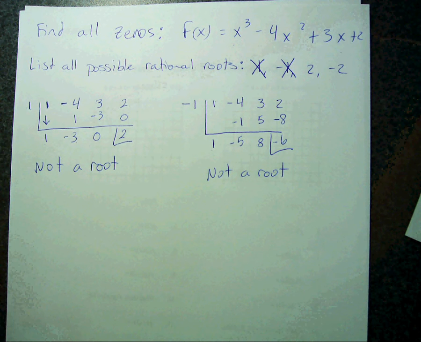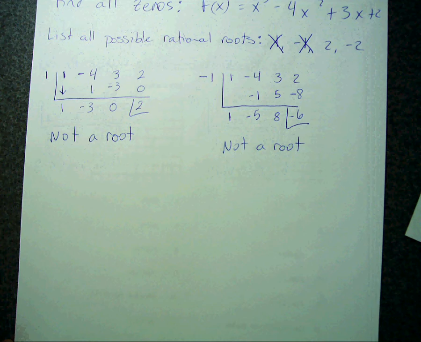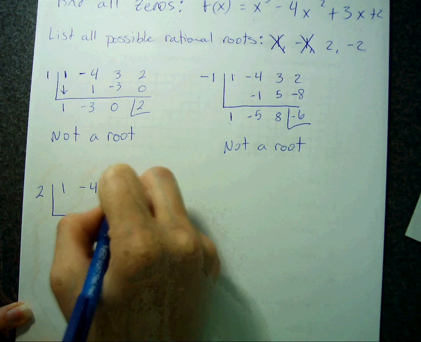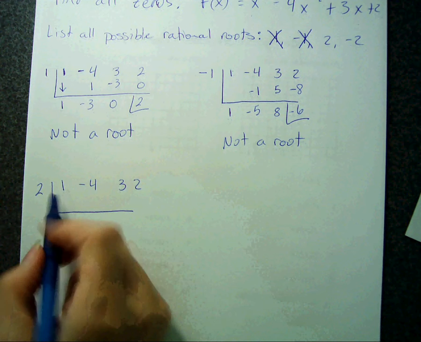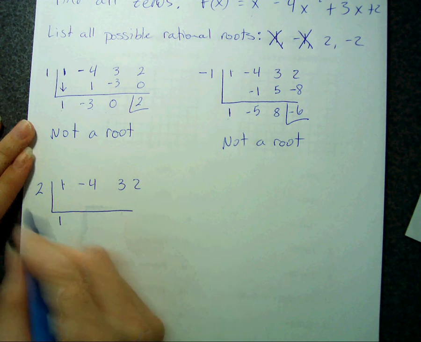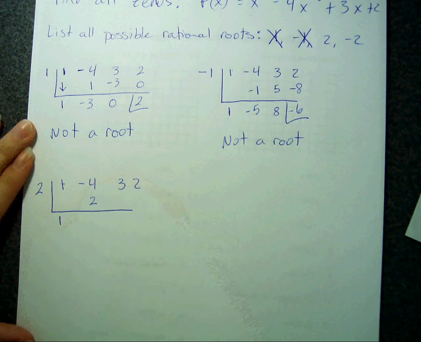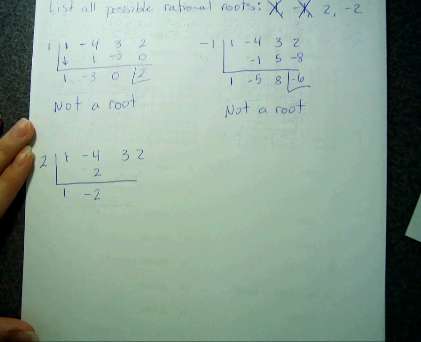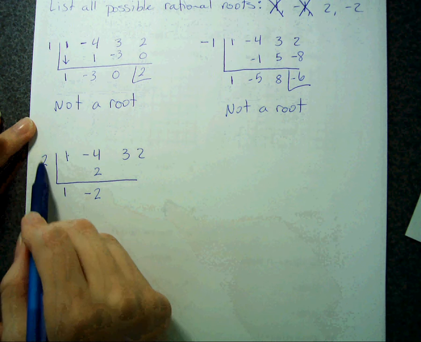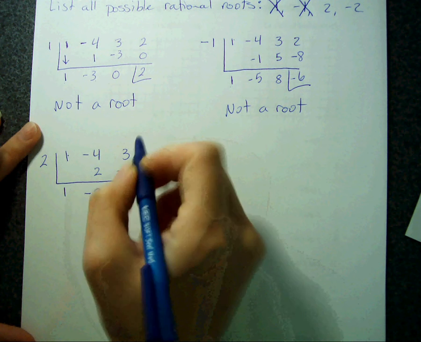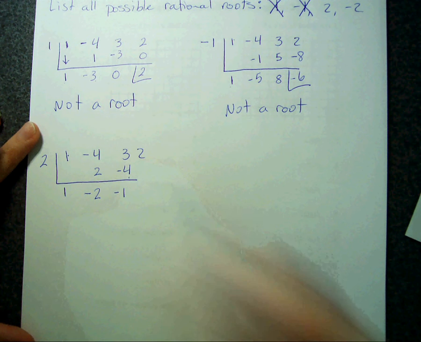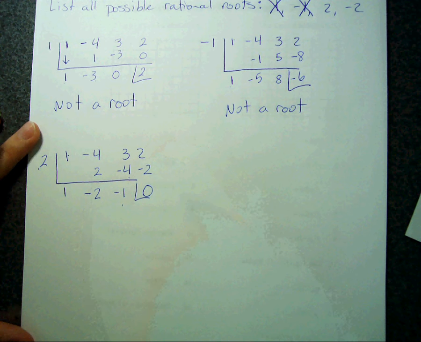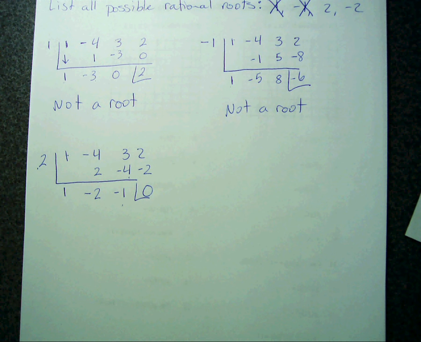Now I'm going to go to positive 2. Set up the same way, 1, negative 4, 3, and 2. Bring down my first term and multiply. Add. And multiply. 2 times negative 2 is negative 4. Add. I get negative 1. Multiply. I get negative 2. And add. I get 0. There's my remainder of 0.